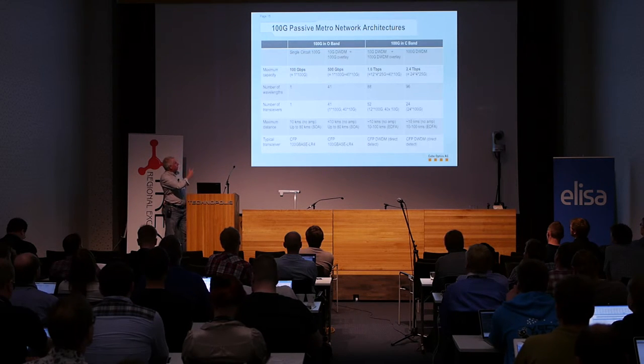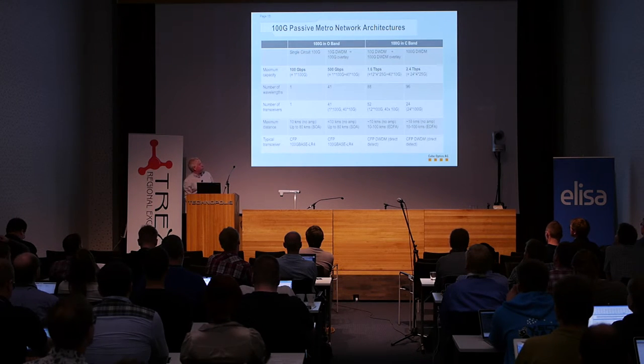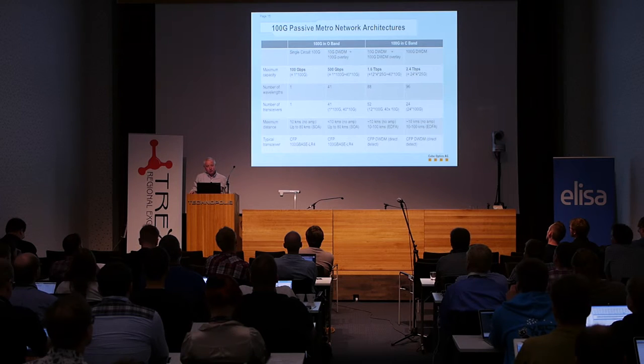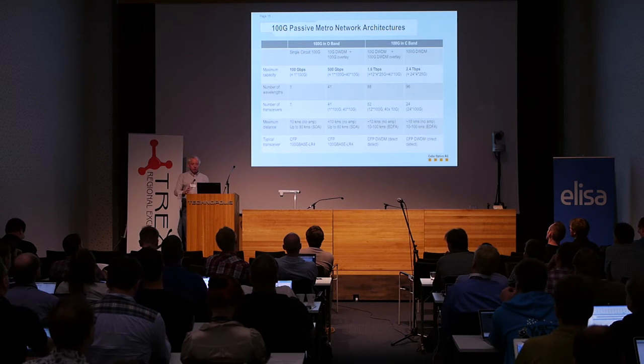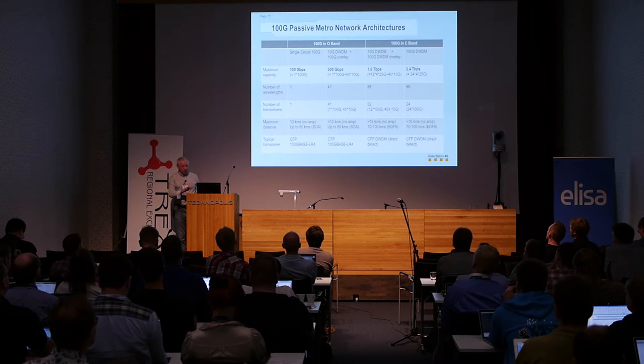So you have the O band, 100 gig at the top. It's 1 times 100 gig, number of transceivers, 1, quite simple. Up to 80 kilometers, lies, damn lies and marketing statistics. It depends on the error rate. But if you want to run a decent circuit, then you can run it certainly at sort of 50 kilometers, maybe 52 kilometers, with a reasonable error rate.